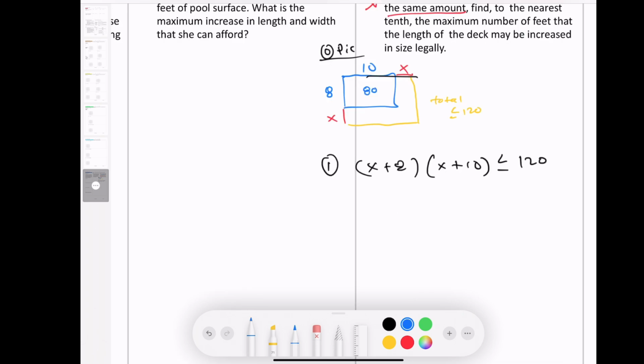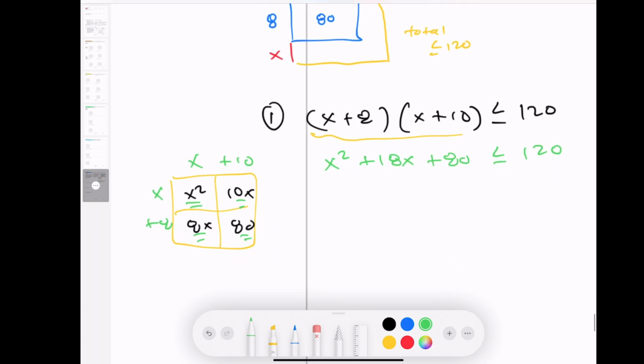Okay, so let's go ahead and expand that. x plus 8, x plus 10, x squared, 10x, 8x, and 80. So that would give us x squared. Add these two, you get 18x. And then you have plus 80. All right, I'm going to subtract 120. x squared plus 18x minus 40 is less than or equal to 0.